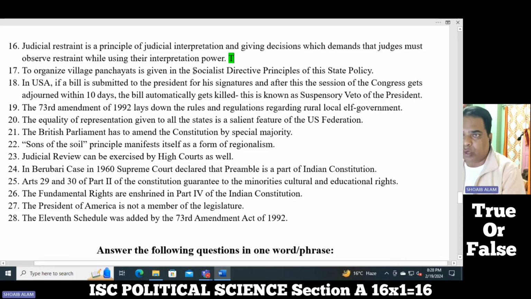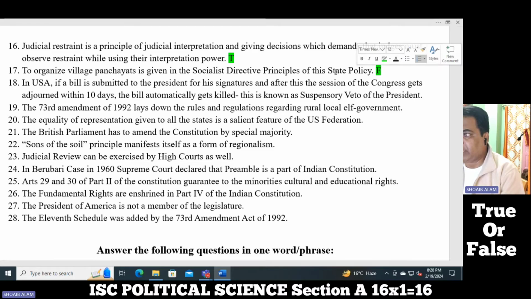Number 17. To organize a village panchayat is given in the socialist directive principles of state policy. So it is not, it is mentioned in Gandhian principles. Okay. Now next one.